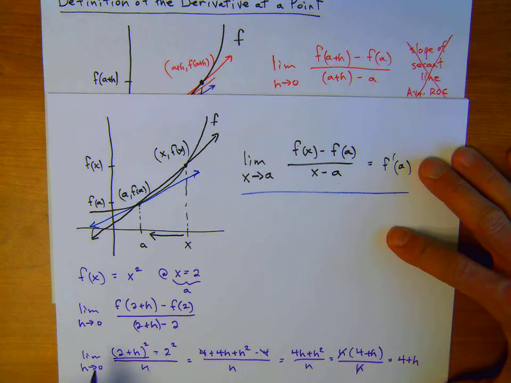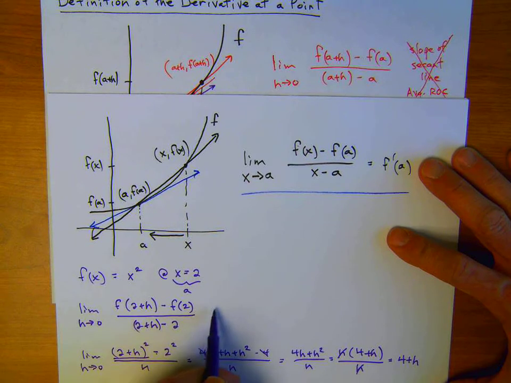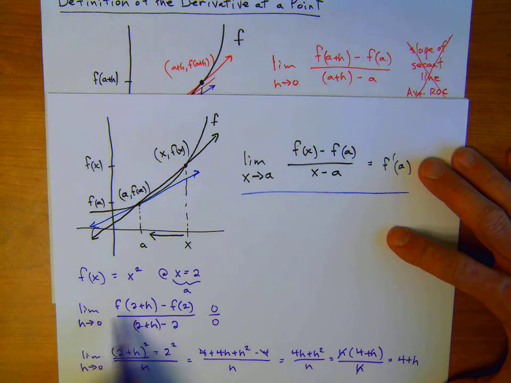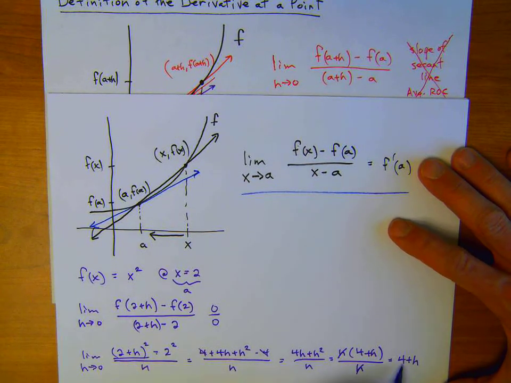Now notice, if I had put in 0 for h at the beginning, I would have gotten f of 2 minus f of 2 over 2 minus 2. In other words, I would have had 0 over 0. So substituting 0 for h gives me an indeterminate form. So I actually have to expand this out until I end up with something that's equivalent but continuous.